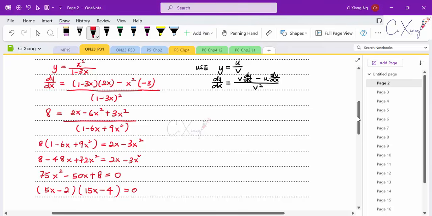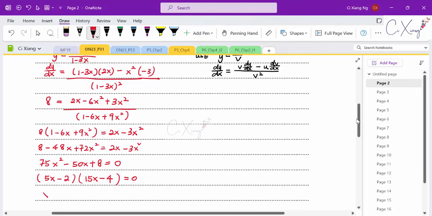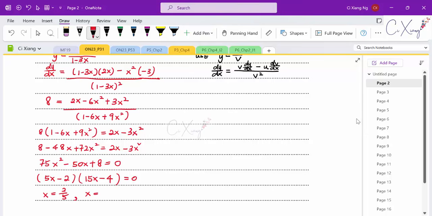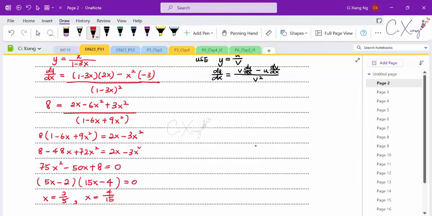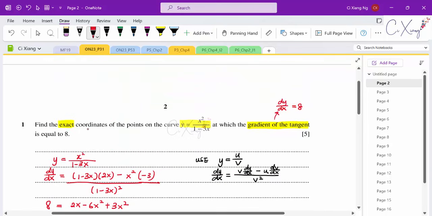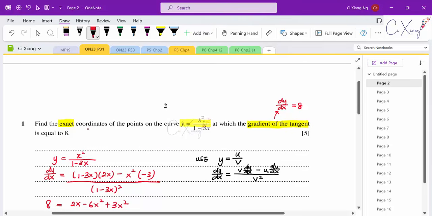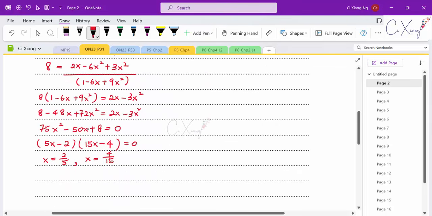Then I will get two values for x. So x has the value of 2 over 5, and also x has the value of 4 over 15. So these are the two x coordinates for the points that have a gradient of tangent equal to 8. For this question, they're asking for the exact coordinates. That means I also need to continue to find the exact value for y.